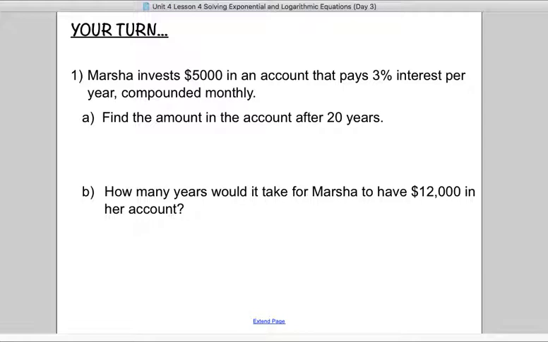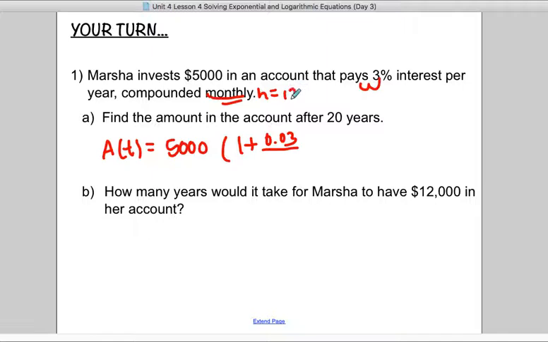Okay. So the first one is find the amount in the account after 20 years. So she has $5,000 and it pays 3% compounded monthly. So using that equation, we would start out with our principal. Then it's 1 plus our rate, so as a decimal, 0.03 over N. Monthly is 12. There's 12 months in a year. To the 12T.